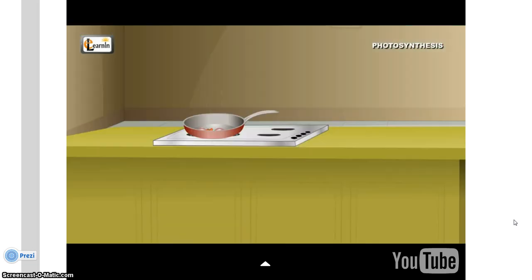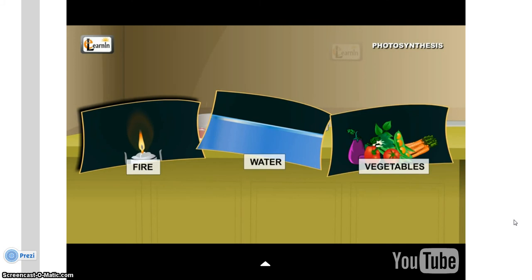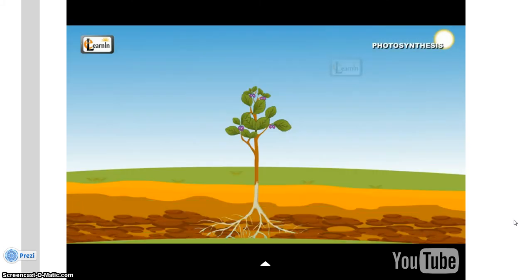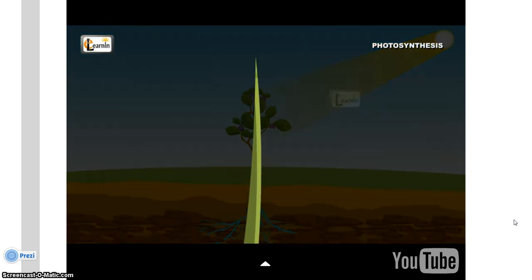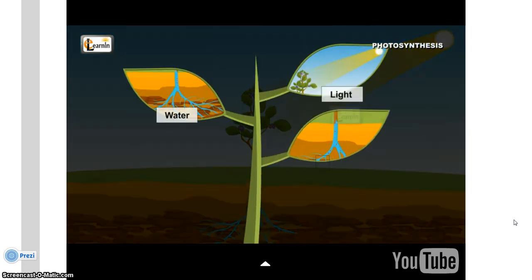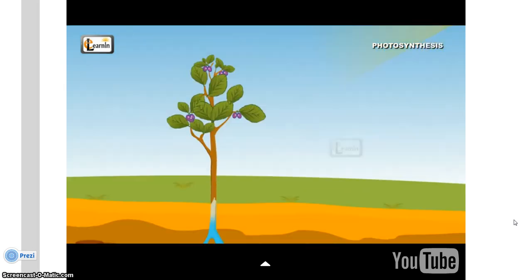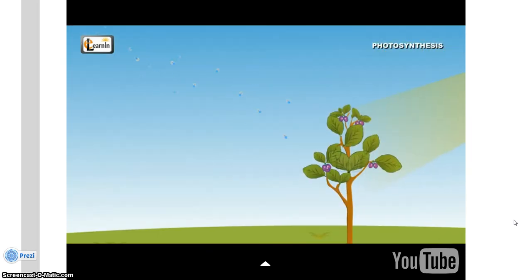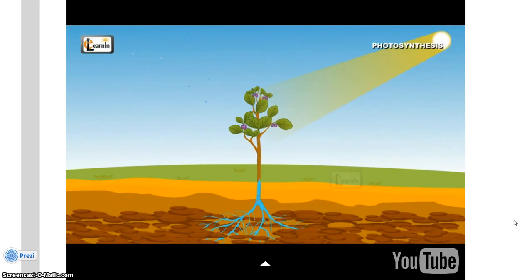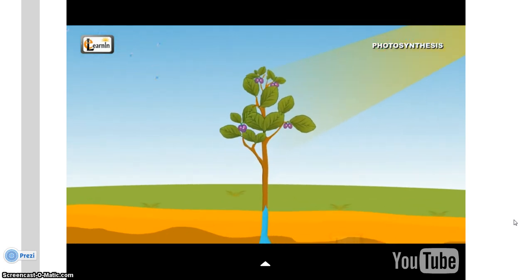When humans cook food, some essential things are required, including fire, water, vegetables, etc. Similarly, to make their food, plants also need some essential factors, including light, water, nutrients, soil, etc. Plants get light from the sun, water from the ground, and carbon dioxide from the air. All of these factors, including air, water, carbon dioxide, and sunlight, together help plants churn out their own food.